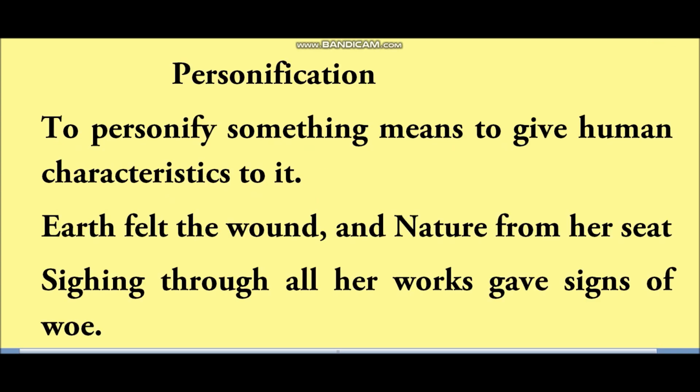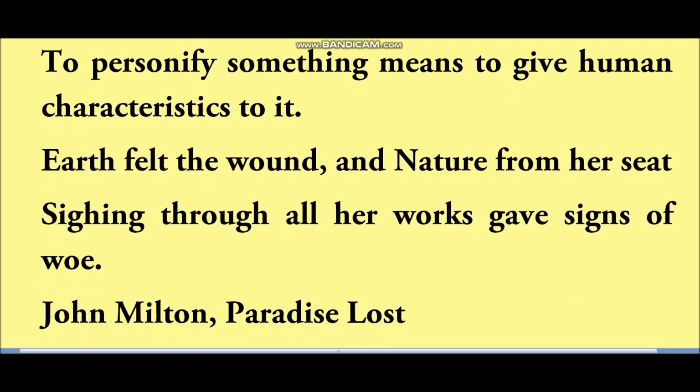Next one is personification. To personify something means to give human characteristics to it. Let us see one example. Earth felt the wound, and nature from her seat, sighing, through all her works gave signs of woe. This is the quote taken from John Milton's Paradise Lost. Here you can see nature does not sit in a chair or make sighing noises, but Milton imagines it as a female who does these things. He has given human qualities or characteristics to the nature.